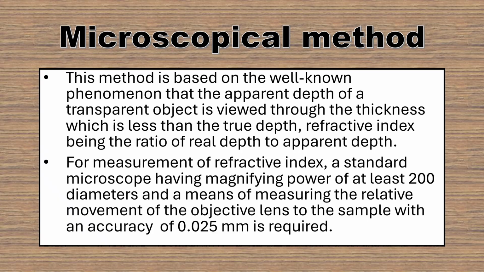Then this method is based on the well-known phenomenon that the apparent depth of a transparent object, when viewed through the thickness, is less than the true depth. Refractive index is the ratio of real depth to apparent depth. For measuring refractive index, a standard microscope having a magnifying power of at least 200 diameters and a means of measuring the relative movement of the objective lens to the sample with an accuracy of 0.025 mm is required.